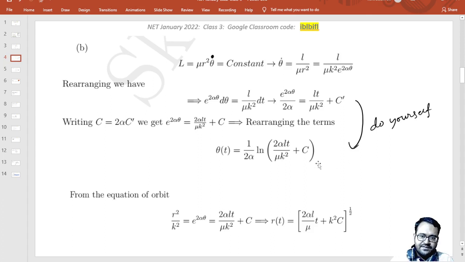Next is very easy. We know r as a function of theta, so from the equation of orbit we already achieved theta as a function of time. Then you will get r as a function of time, as we know the relation between r and theta.